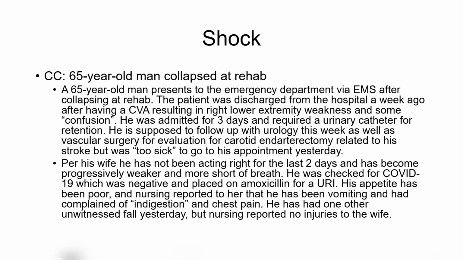Per his wife, he's not been acting right for the last 2 days and has become progressively weaker and more short of breath. He was checked for COVID-19, which was negative, and placed on amoxicillin for an upper respiratory infection. His appetite's been poor, and nursing reported to his wife that he's been vomiting and has had complaints of indigestion and chest pain. He has had one other unwitnessed fall, but nursing reports no injuries to the wife.